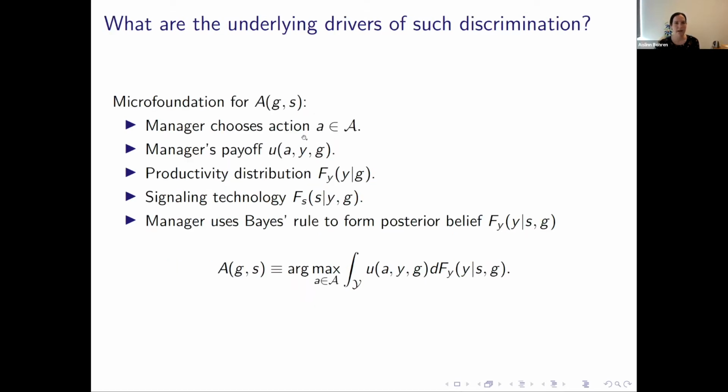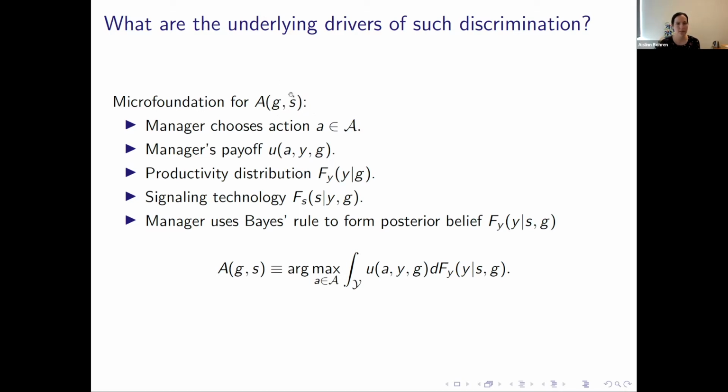Now, the other question economists have been interested in historically is, what are the drivers of such discrimination? When we see this differential treatment conditional on the same signals, why are we seeing this? What's the underlying model that's generating this differential treatment? In order to get at this, we need a bit more of a micro foundation for this action rule, specifying how the manager behaves as a function of whatever they observe about the worker.